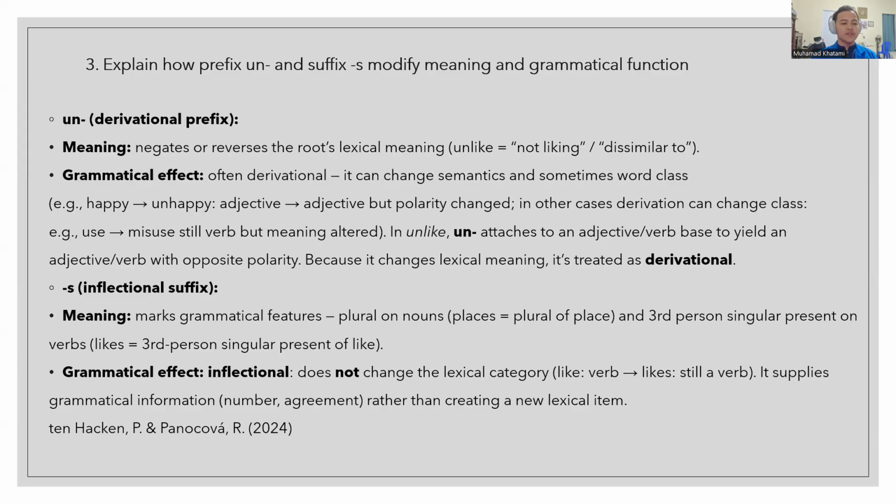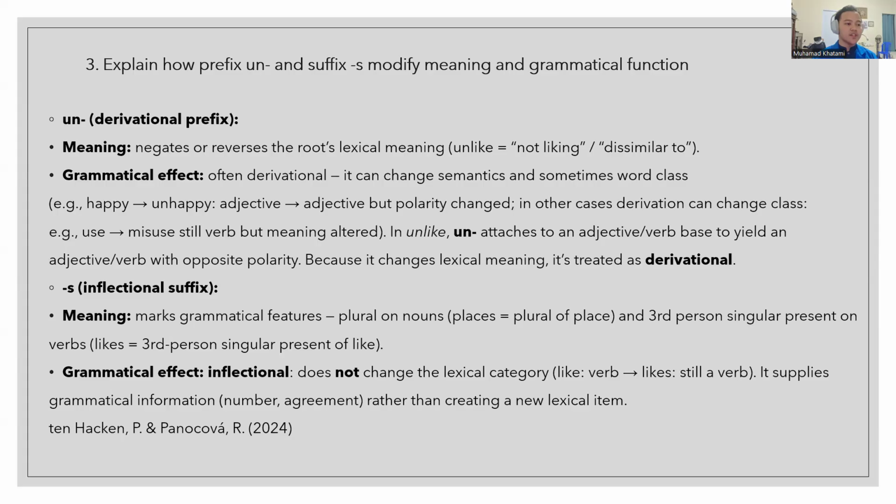For the grammatical effect, often derivational affixes can change semantics and sometimes word class. Happy to unhappy is adjective to adjective, but with a polarity change. In other cases, derivation can change class. For example, use to misuse is still a verb, but the meaning is altered. And in the word unlike, un attaches to an adjective or verb base to yield an adjective or verb with opposite polarity. Because it changes the lexical meaning, it's treated as derivational.